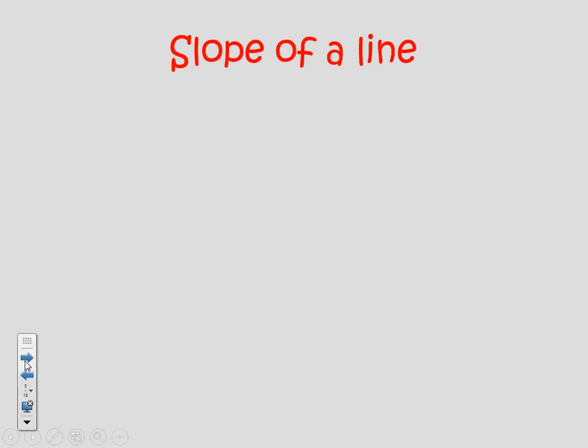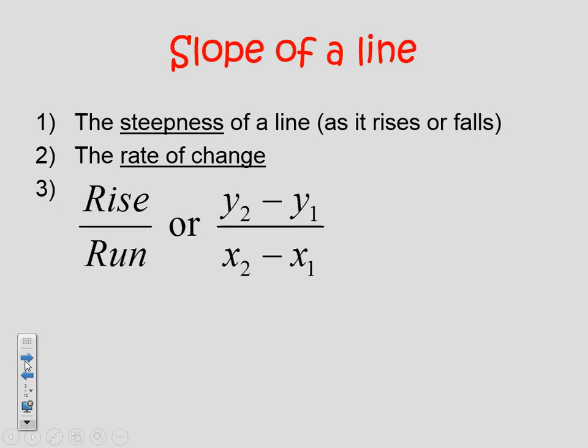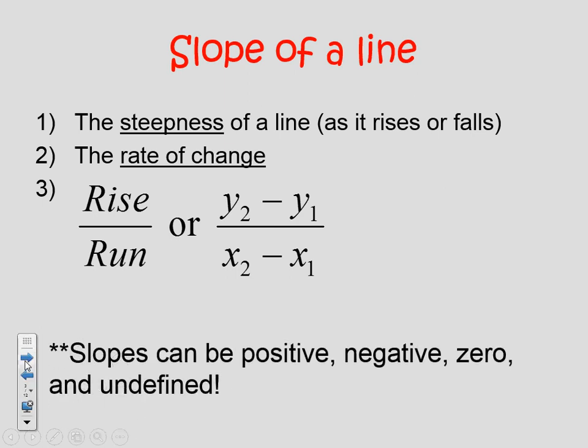Let's start with slope. You may remember a few things about slope. In general, slope is the steepness of a line. So as it rises or falls on a graph or in a table, it can also be seen as a rate of change. Oftentimes you talk about it as a rate of change in a science class. Most likely you remember it as rise over run, or this handy dandy little formula that you've used over and over in algebra and geometry. Things to remember are that slopes can be positive, negative, zero, as well as undefined.